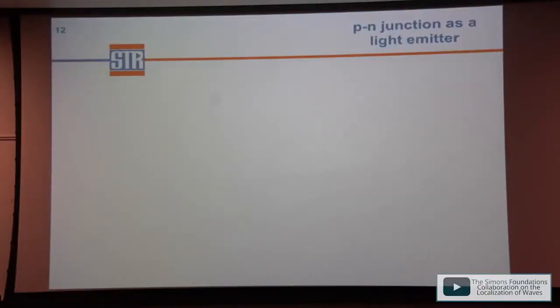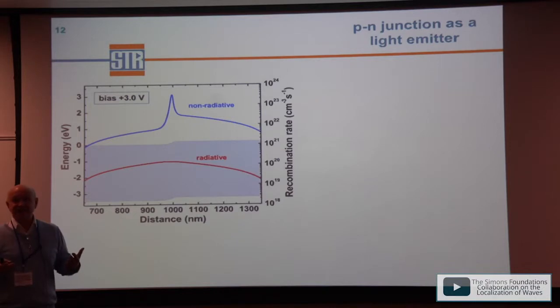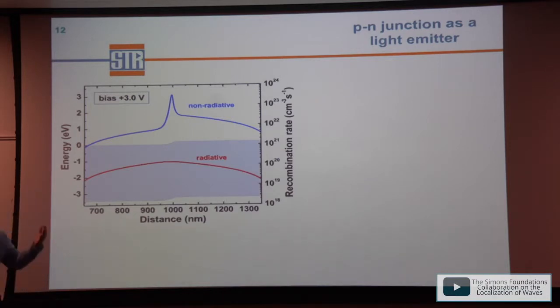Well, let's consider the p-n junction again, because in the p-n junction there are many channels of recombination, and among them there is radiative recombination. So the p-n junction may produce light. But we see from the direct simulation that the rate of non-radiative recombination considerably exceeds the rate of radiative recombination.